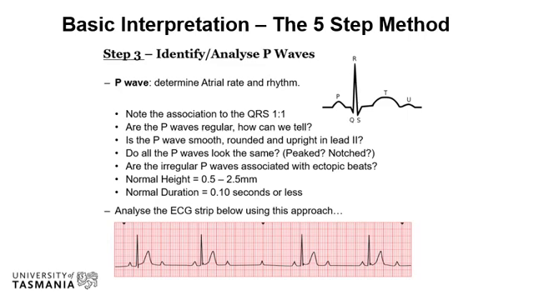The morphology should be rounded and upright, and variations can include notched P waves, which are termed P mitrale, and they may indicate left atrial enlargement. You may also come across peaked P waves, and this can be termed P pulmonale, and this may indicate right atrial enlargement.